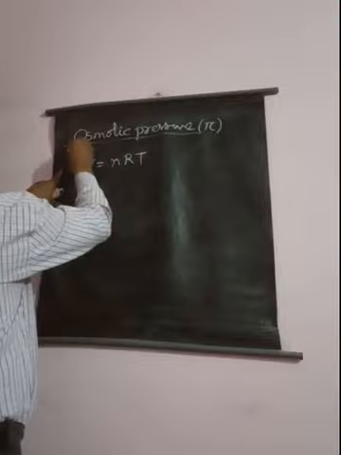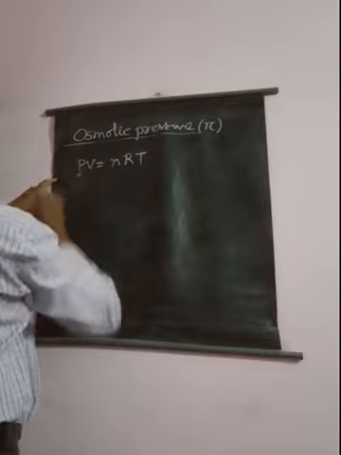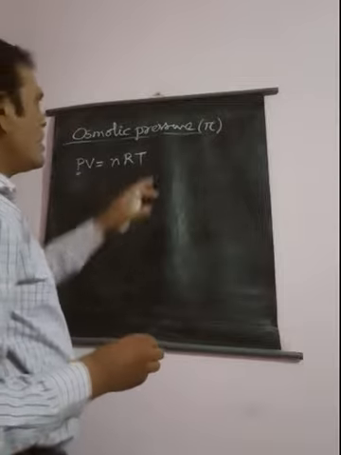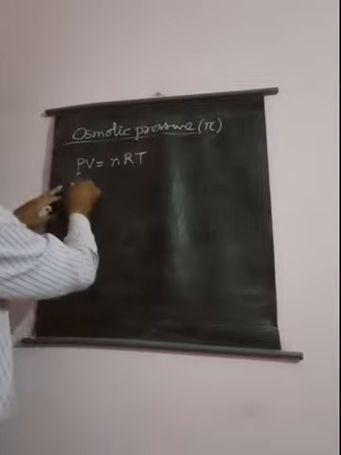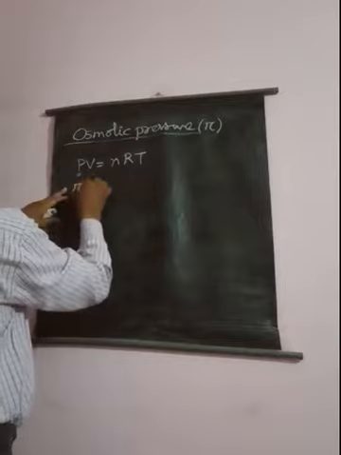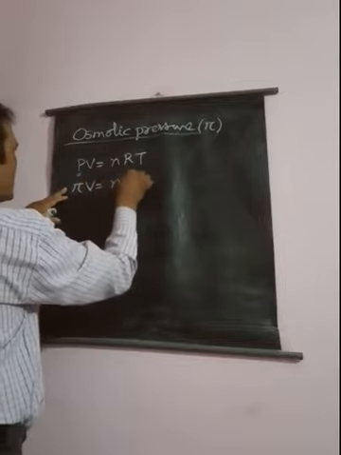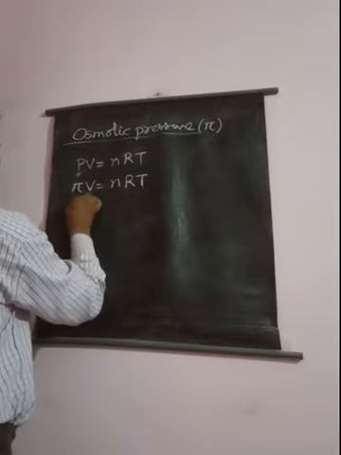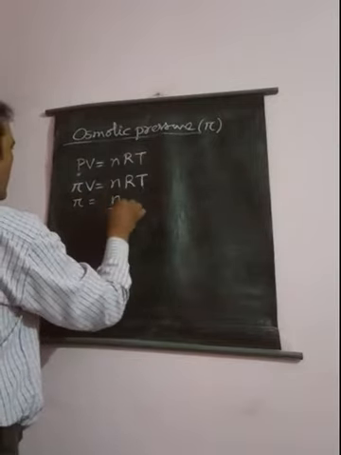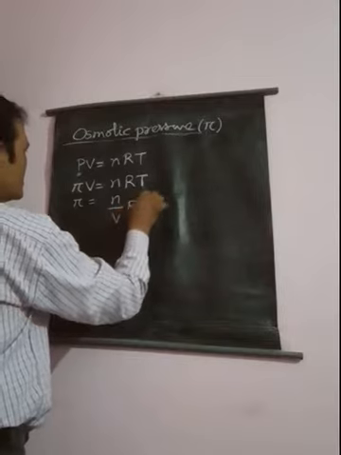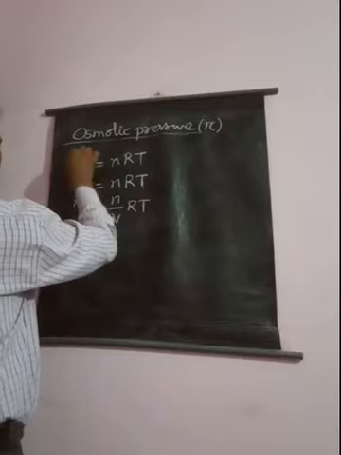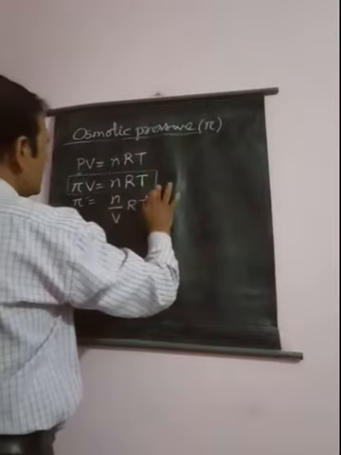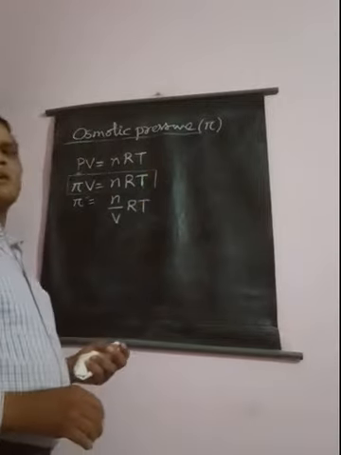In place of pressure we can take osmotic pressure. So we can write pi V is equal to nRT, or we can also write pi is equal to n upon V into RT. This is known as osmotic pressure. This equation was given by Van 't Hoff first. That's why this equation is known as the Van 't Hoff equation.